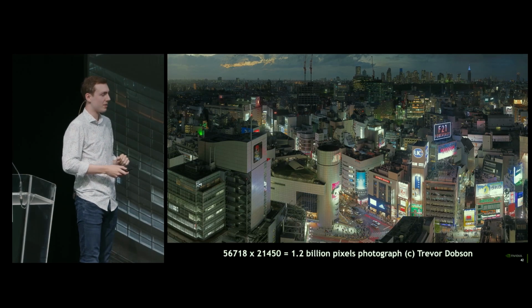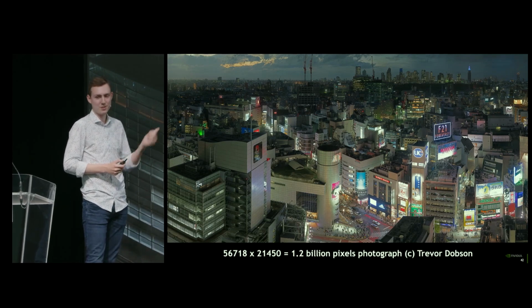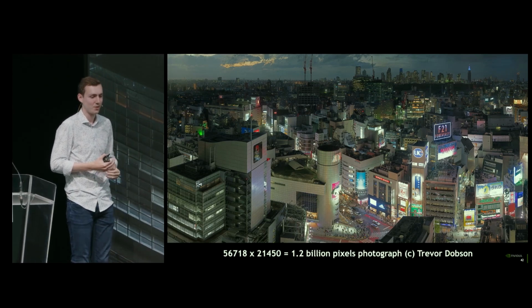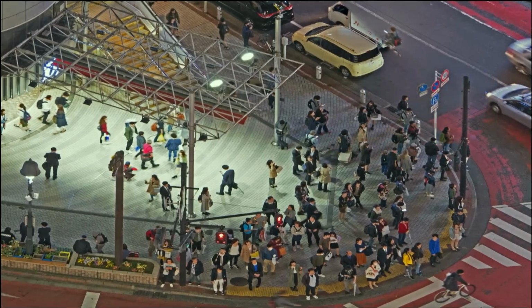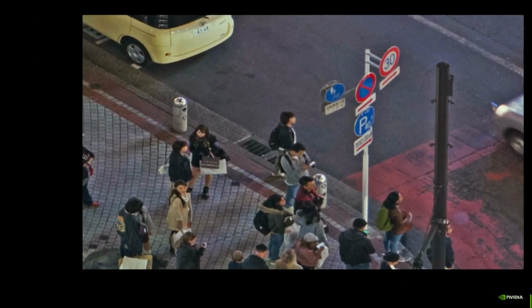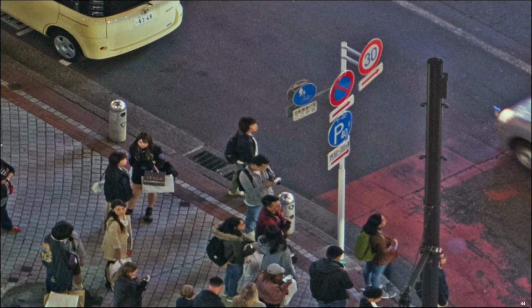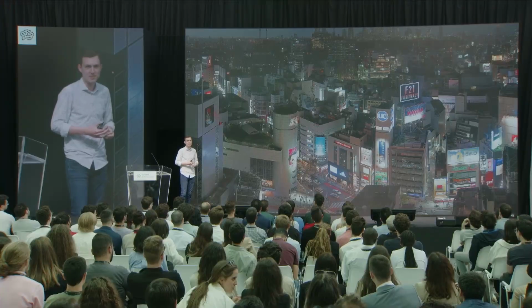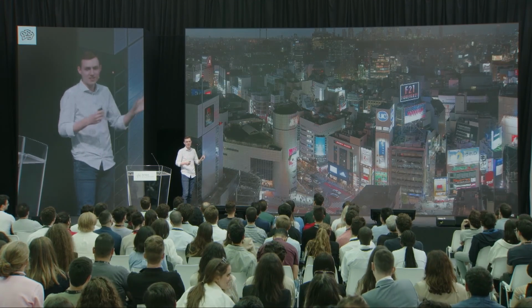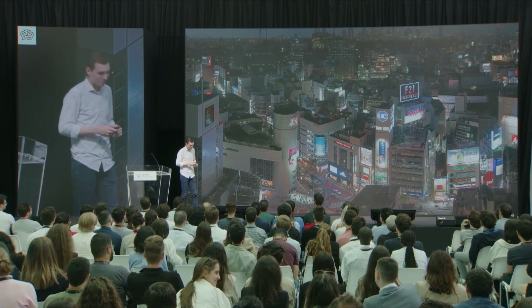And because regular images are rather boring, let's use this special photograph by Trevor Dobson, which has, I'm not sure if you can read it down there, a resolution of 56,000 pixels times 21,000 pixels. So that's over 1 billion pixels. What this means is that we can zoom in, and then we can zoom in again, and then you can read the writing on the street signs. So that's a very small slice of this overall image. And that makes it a challenging image to approximate using a neural network.